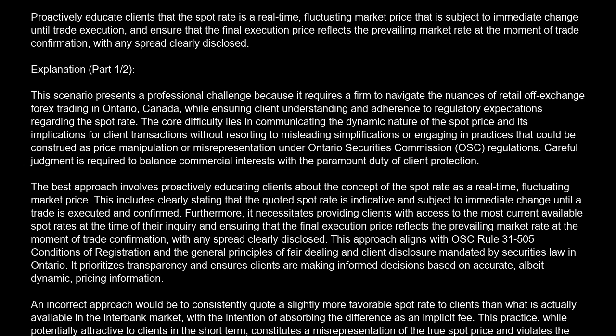This approach aligns with OSC Rule 31-505 Conditions of Registration and the general principles of fair dealing and client disclosure mandated by securities law in Ontario. It prioritizes transparency and ensures clients are making informed decisions based on accurate, albeit dynamic, pricing information.